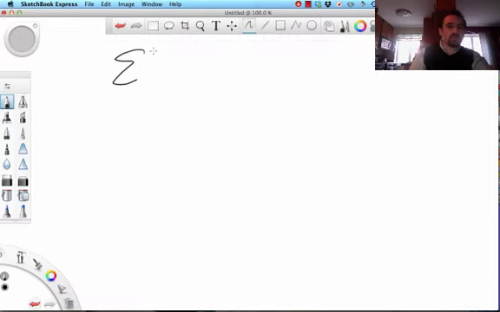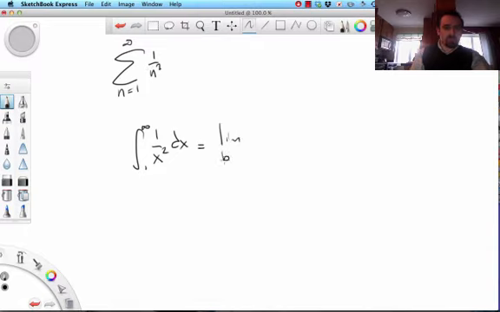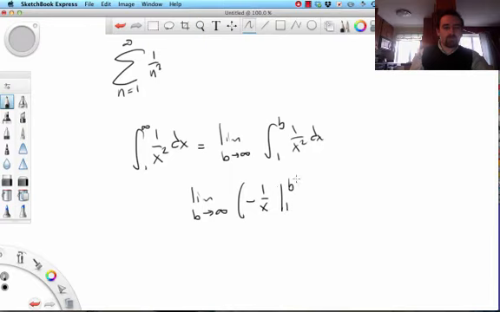So we want to know, does this converge or diverge? We look at the integral of 1 over x squared dx, and remember this may converge. It doesn't necessarily diverge because this goes to 0. That's the divergence test. This is the limit as b goes to infinity of the integral from 1 to b of 1 over x squared dx. This is going to be the limit as b goes to infinity of negative 1 over x from 1 to b. You can check that, right? This is x to the negative 2. The antiderivative of x to the negative 2 is x to the negative 1 over negative 1.